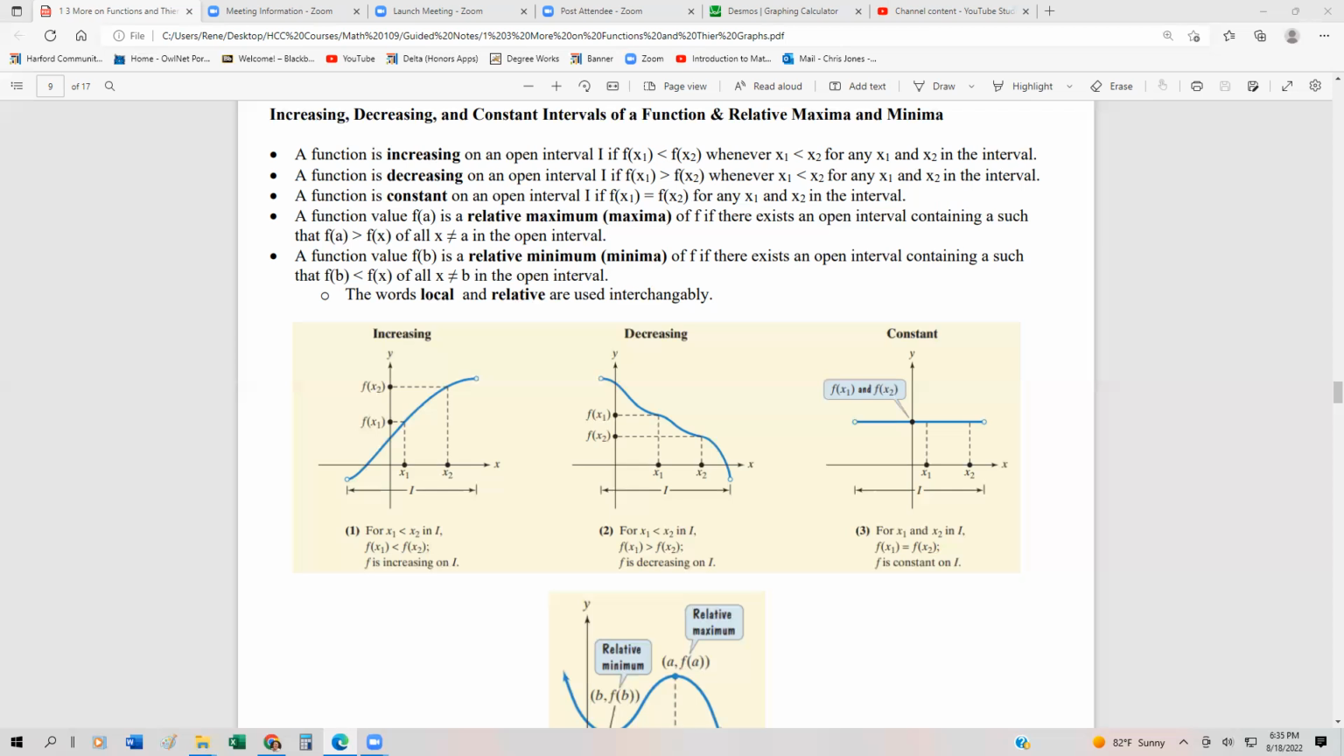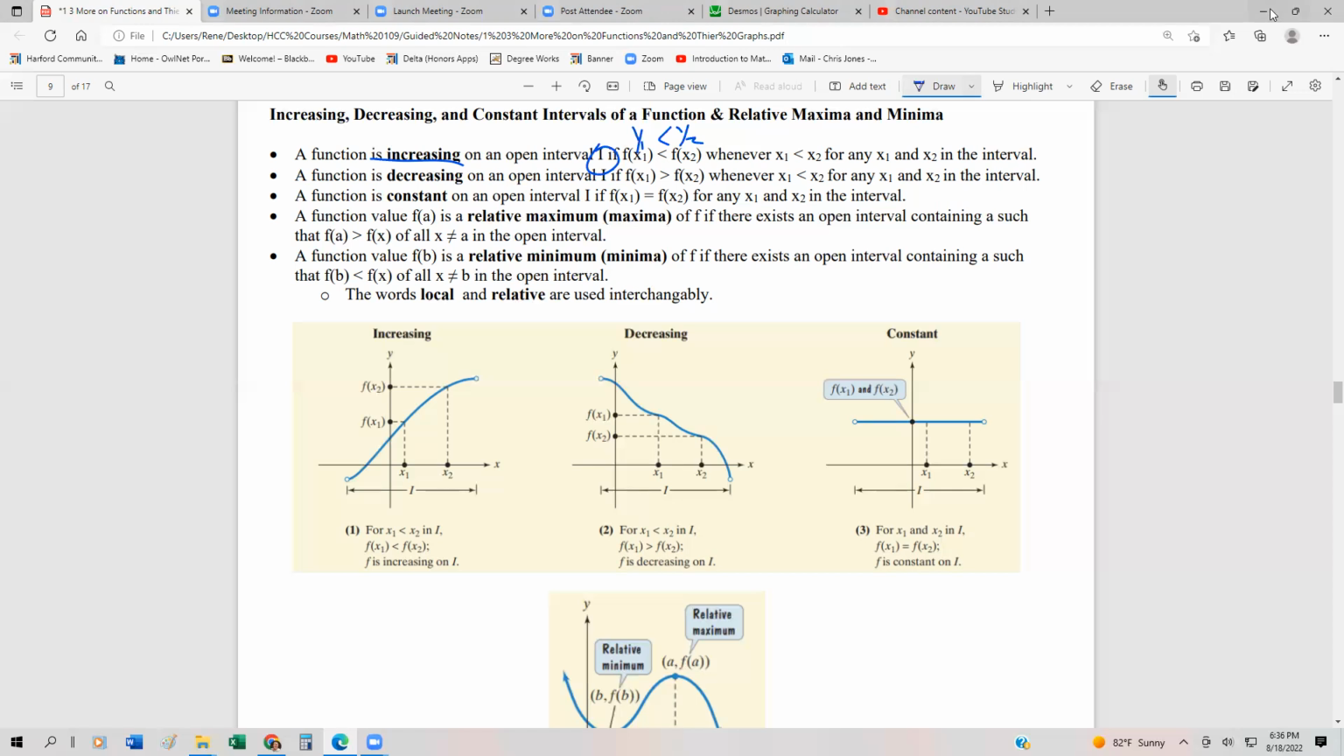Now, let's get through the scary stuff first. A function's increasing on an open interval I, so basically something like from -1 to 5, if the previous y value is less than the next y value, for every single x in that interval, where x goes from x1 to x2, so previous x, next x. Basically what that means is that if the previous y value is less than the next y value over an interval, that means it's increasing on that interval.